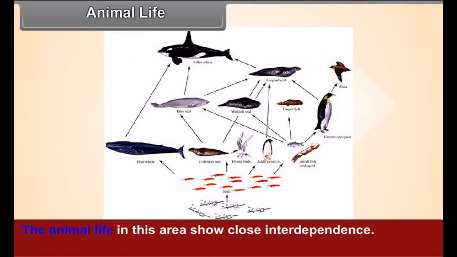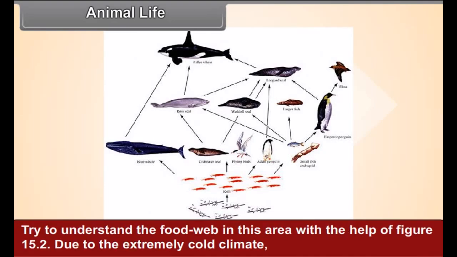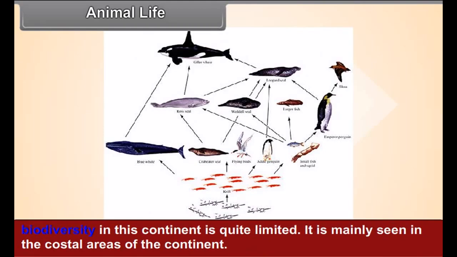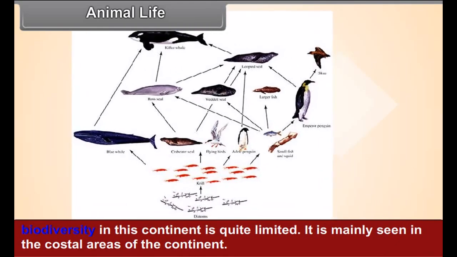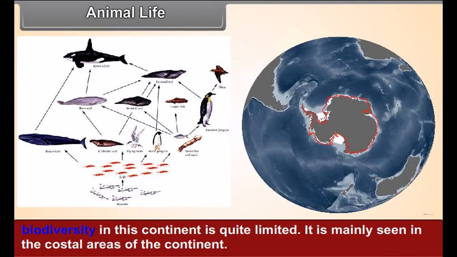The animal life in this area shows close interdependence. Try to understand the food web in this area with the help of figure 15.2. Due to the extremely cold climate, biodiversity in this continent is quite limited. It is mainly seen in the coastal areas of the continent.